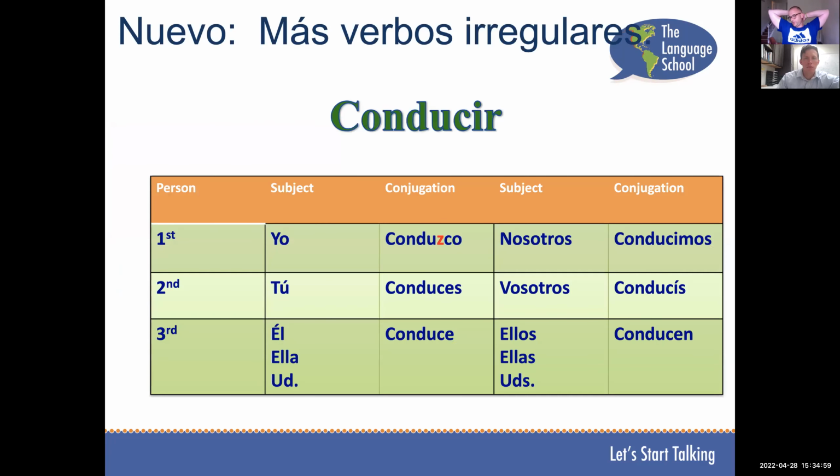Conducir, just first person, right? Conducir means to drive. So you could say, yo conduzco. And then after that, it's regular. Tú conduces, él conduce, nosotros conducimos, ellos conducen. And I think about this verb like conducir, like what's the driver of a train called? The conductor, right? The train engineer is the conductor.